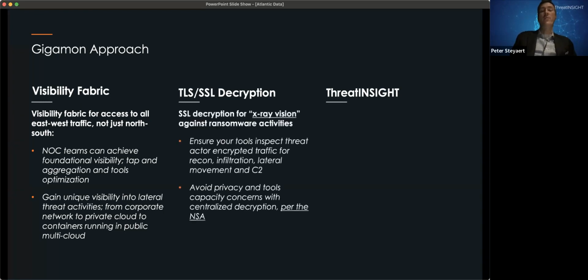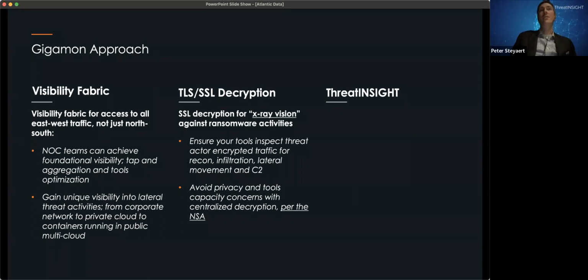And then going further, we can do that SSL decryption on-prem, providing that availability to get that X-ray vision against ransomware activities, ensuring tools are getting the best value out of those tools. The other side is to avoid privacy and tool capacity concerns.